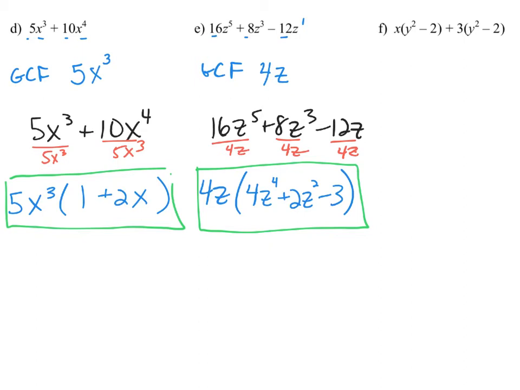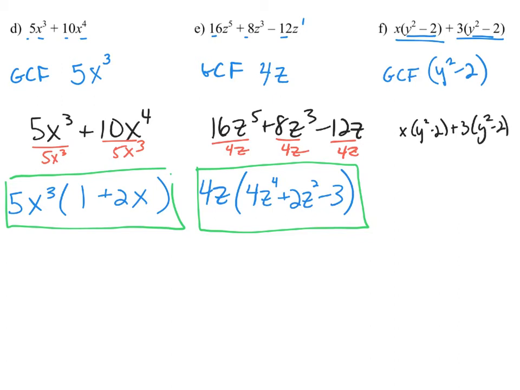In example F, we have x times the quantity y squared minus 2 plus 3 times the quantity y squared minus 2. So in this case, we're looking at our GCF of these two rather large terms. In terms of x and 3, there's no common factor, but we see that both of these two big terms have a common factor of y squared minus 2. So that's what we're going to factor out of that polynomial: x times y squared minus 2 plus 3 times y squared minus 2. We are going to factor out that common factor of y squared minus 2.